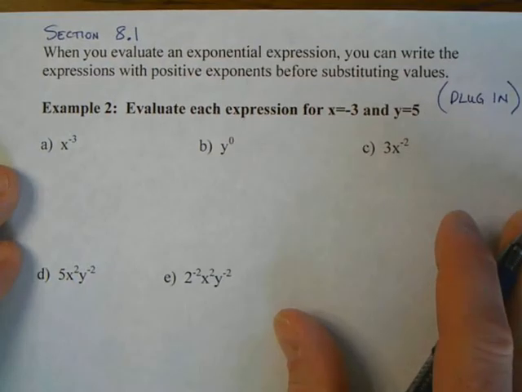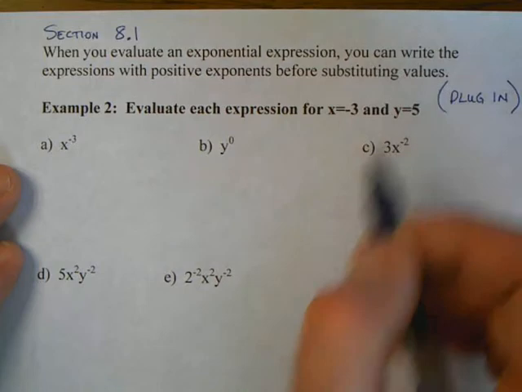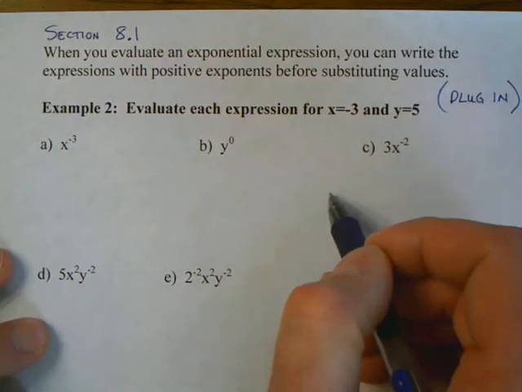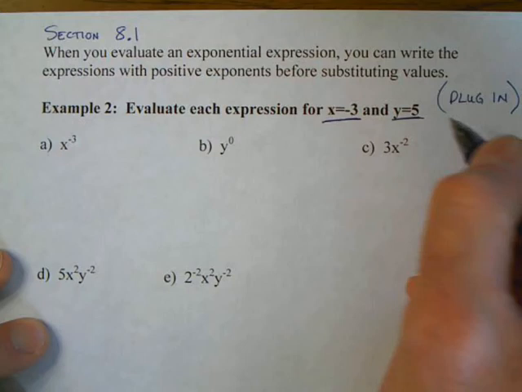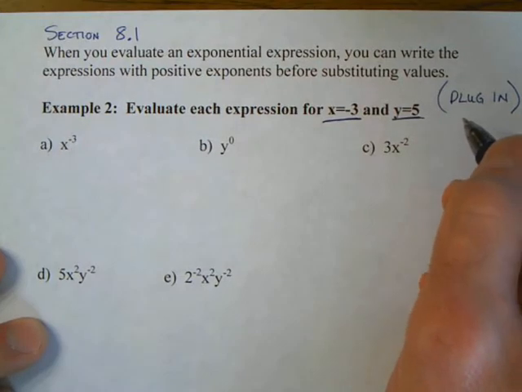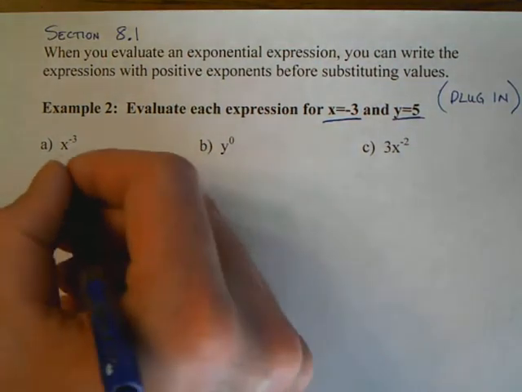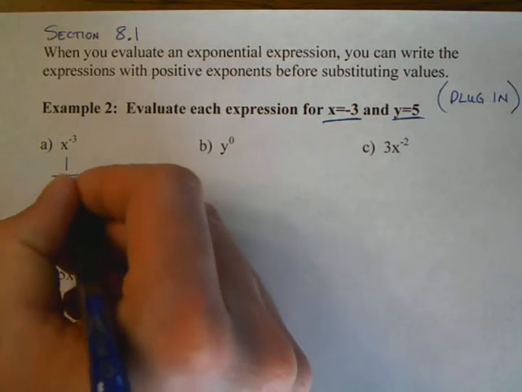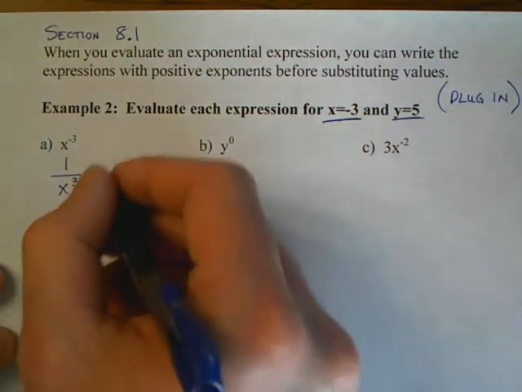Our hint at the top says when you evaluate, you can write the expressions with positive exponents before you substitute in the values. This will make your life a whole lot easier. Now, what are our values that we're going to be plugging in later? -3 and 5. So let's look at what we have here. X to the -3. As we did on the front page, let's write that with positive exponents before we start. Well, that's 1 over x cubed.